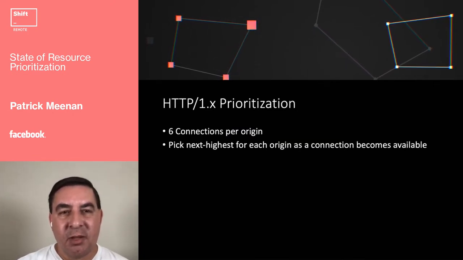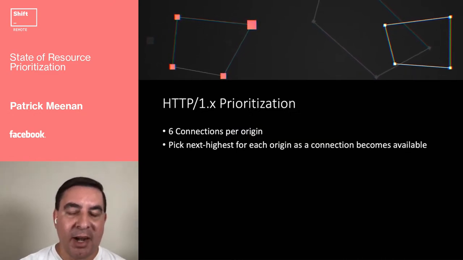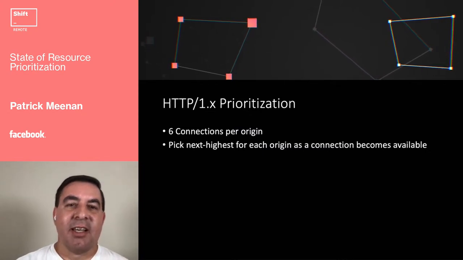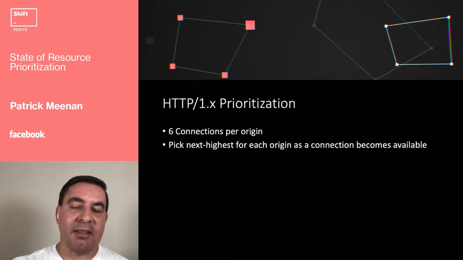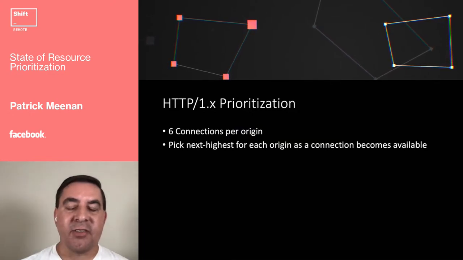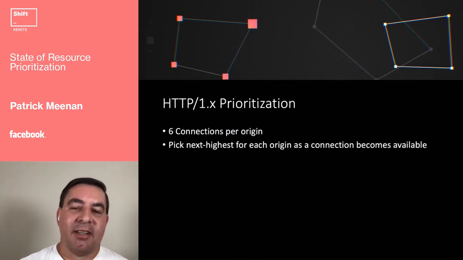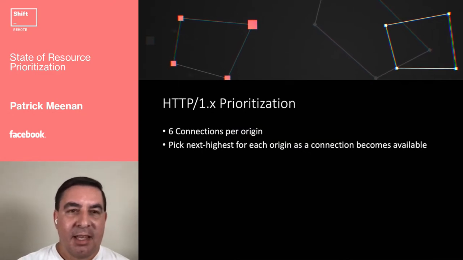When a connection comes available, it makes the request and you have 6 things downloading at the same time in parallel. But when something new comes up that's important to load, when a connection becomes available, it picks up the highest priority thing. And so there's a very short delay until the next high priority thing comes down. And there's a little bit of contention between resources, but it's not all that bad.